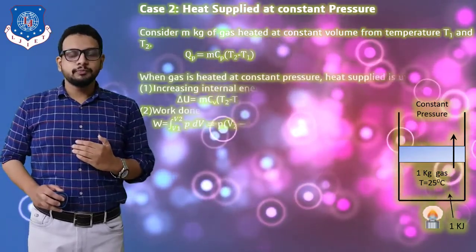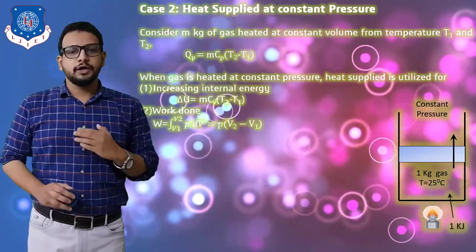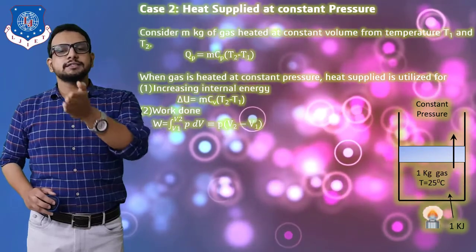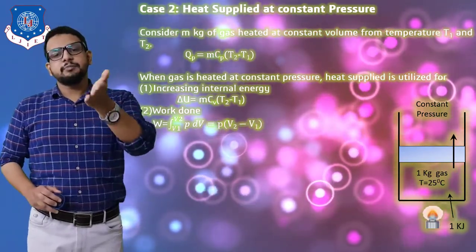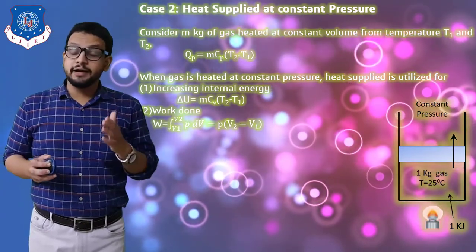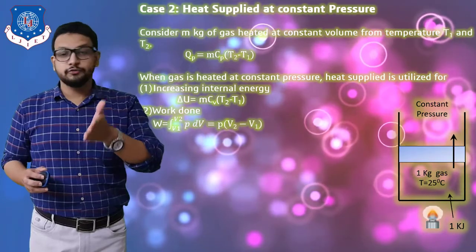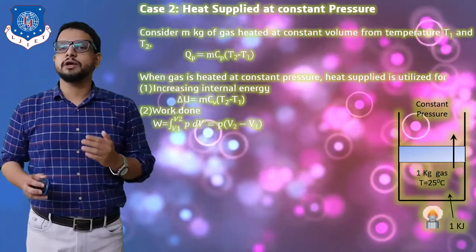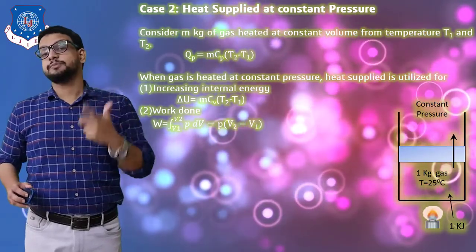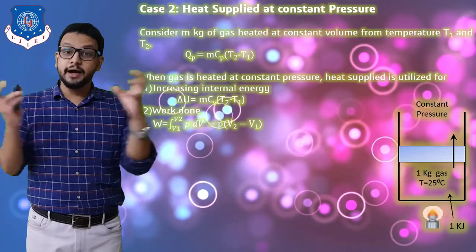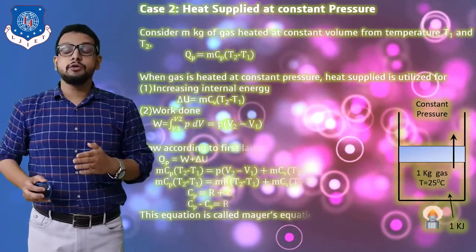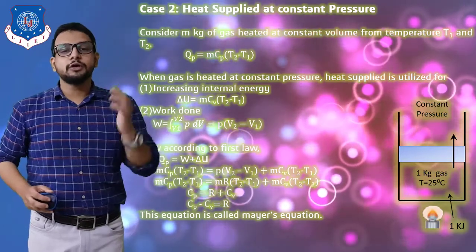We know the formula of work output: W is equal to the integral of P dV. Applying limits from state 1 to state 2, work done is equal to P (V2 minus V1). And the increase in internal energy will be delta U is equal to m Cv (T2 minus T1). Now our next target is to combine the equations from case 1 and case 2. From case 1 we take the internal energy, delta U is equal to m Cv (T2 minus T1), and from case 2 we take the heat transfer Qp and the work done, P (V2 minus V1). As we need to combine the two cases to find a relationship between Cp and Cv, we are going to use the first law of thermodynamics, that is, Qp is equal to W plus delta U.